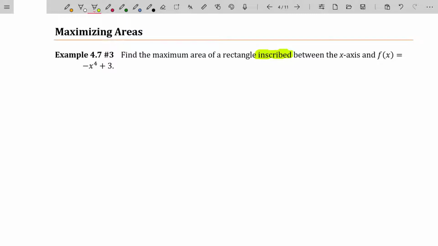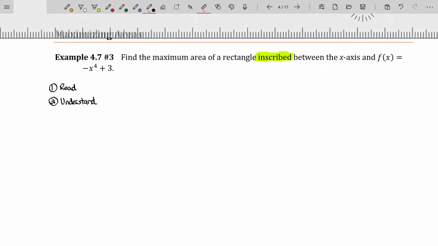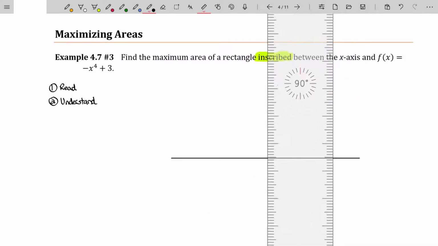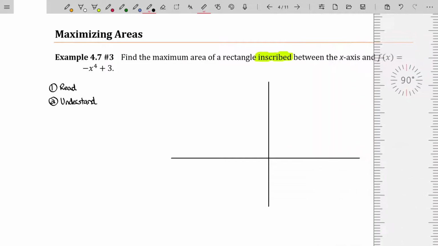So we've read the problem, and if you still don't understand because that word inscribed is kind of a hefty word here, we're going to go ahead and draw it so that I can create some level of understanding. Let's bring in a ruler and we'll just draw out an x-axis because that's what we want to inscribe the rectangle between, the x-axis and the function. And then I will draw on a y-axis and then I'll draw in the function.